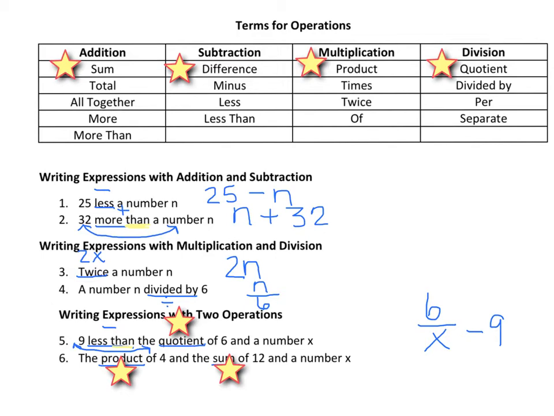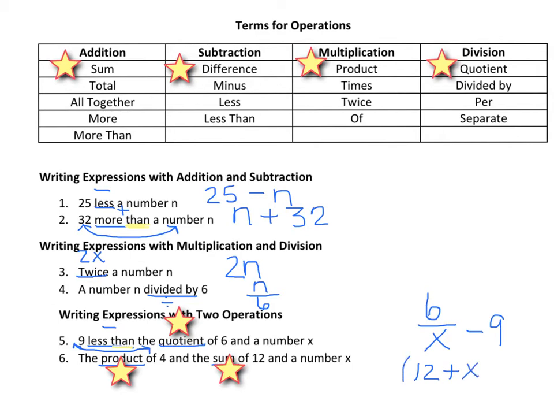So we have two starred terms in this one. This one's going to require parentheses. So we're looking for the product of 4 and the sum. So that tells me I have to find the sum first before I can find the sum times 4. So whenever I'm going to have to perform an operation first, I use parentheses. So I have 12 and a number x, because sum means addition.